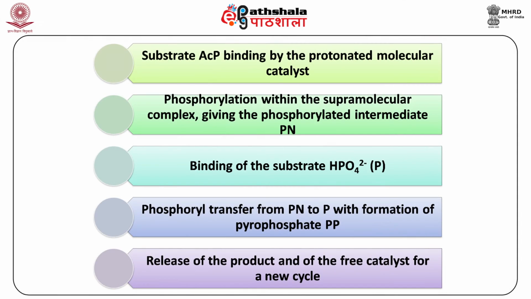That is, the first step is the substrate ACP binding by the protonated molecular catalyst. Second is the phosphorylation step within the supramolecular complex, giving the phosphorylated intermediate PN. Third step is the binding of substrate, that is HPO4 2-, which is the P. Fourth step is the phosphoryl transfer from the PN structure to the P structure with formation of pyrophosphate. Release of the product and of the free catalyst for a new cycle is necessary, and all these steps are also necessary for the new cycle to begin.